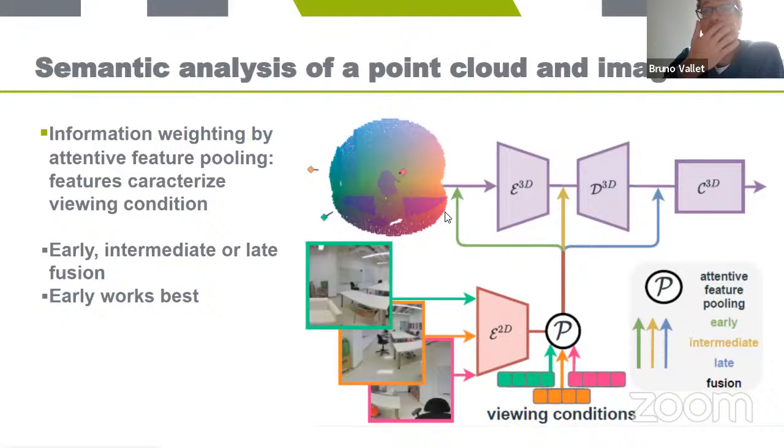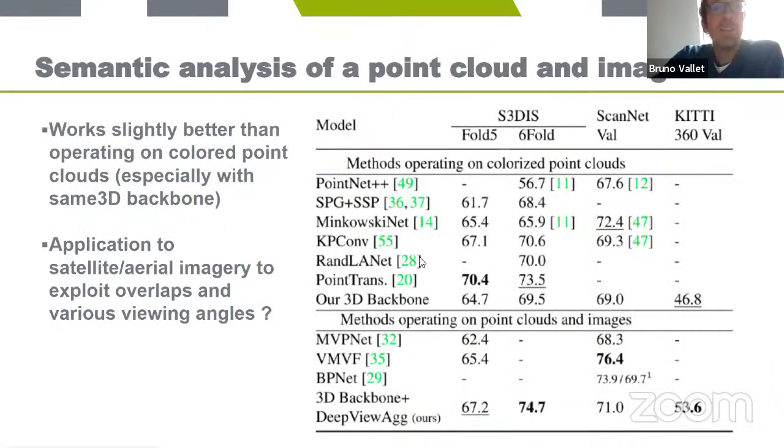The results, in fact, if you look at the scientific state of the art on these topics, so many methods operate on colorized point clouds, so they are at the top of the table. And when you try to operate on point clouds plus oriented images, you see that you can gain a little bit of quality, so it's not huge. But if you compare with the same backbone, I think it was a KPConv backbone, you see that you have a significant improvement by working on point clouds plus oriented images rather than operating directly on uncolorized point clouds.